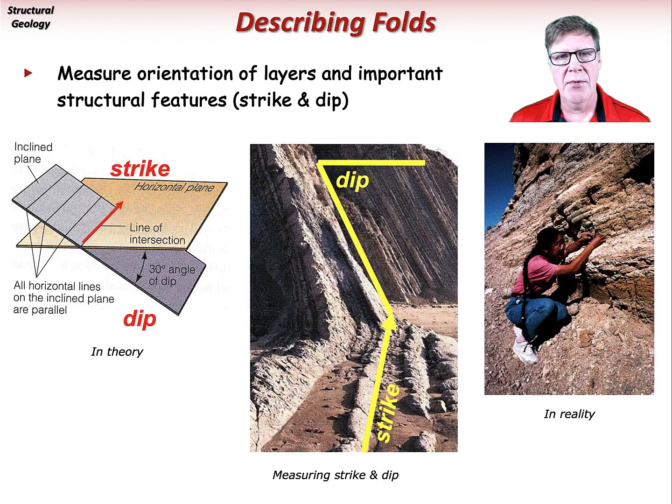The geometry of a fold can be quantitatively described in the field. Measurements like strike and dip of the various layers help to define the type of fold. A geologist typically uses their Brunton compass to measure the orientation of the layers and important structural features.